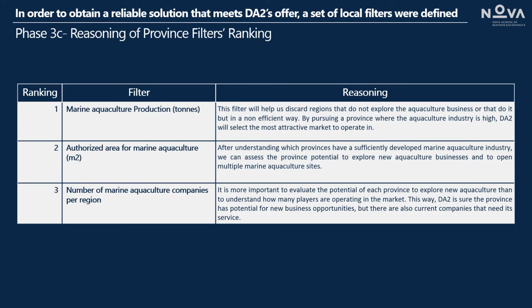In relation to the province filters, marine aquaculture production was the first one to be chosen to be applied, as DA2 can choose the most appealing market to work in by pursuing a province with a high aquaculture industry.